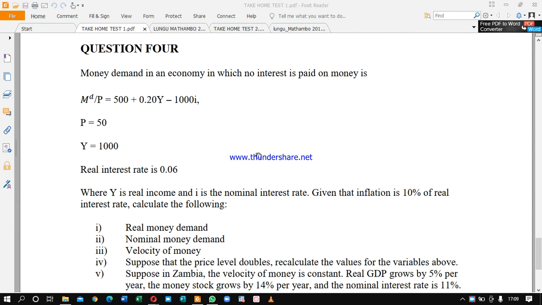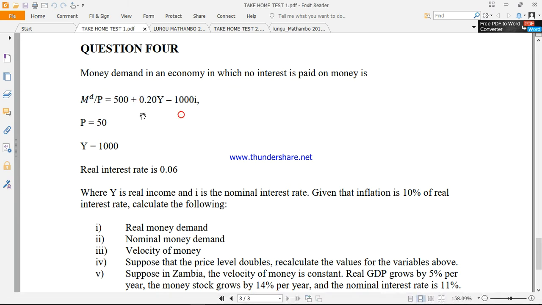So this is the question. Money demand in an economy in which no interest rate is paid on money is given by that function. That's our money demand function. And then I've got the price level 50, I've got output 1,000, I've got a real interest rate 0.06, where Y is real income and R is the nominal rate of interest. Given that the rate of inflation is 10% of the real interest rate, calculate the following.